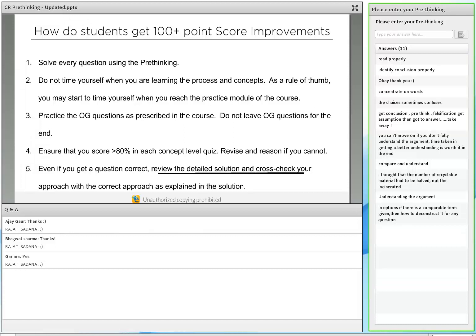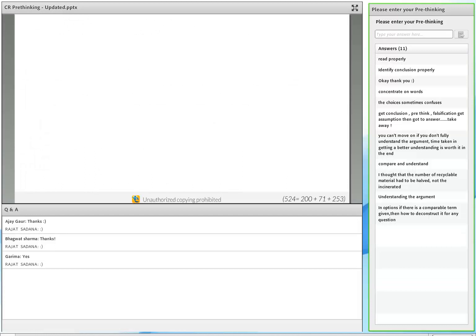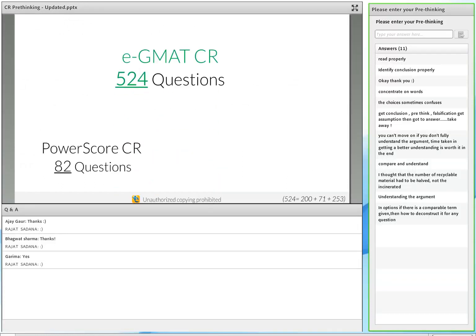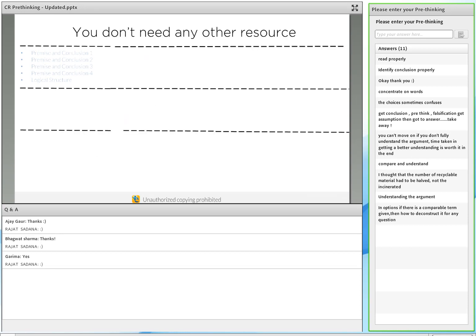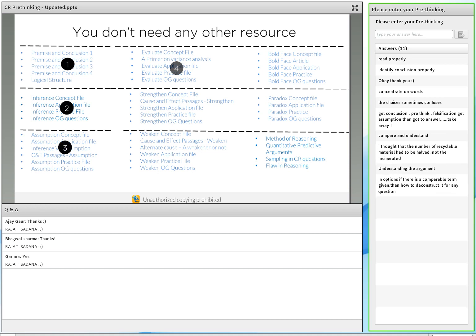One last piece: we spend a ton of time creating solutions for you. Review those detailed solutions and cross-check your approach with the correct approach. You will learn so much when you do this differential diagnosis that in 10 questions, you're going to find you've improved a whole lot more than you would working with a private tutor. Just to tell you how comprehensive this is, when you compare this to some of the other resources, you're going to find it's close to 7 to 8x as comprehensive.